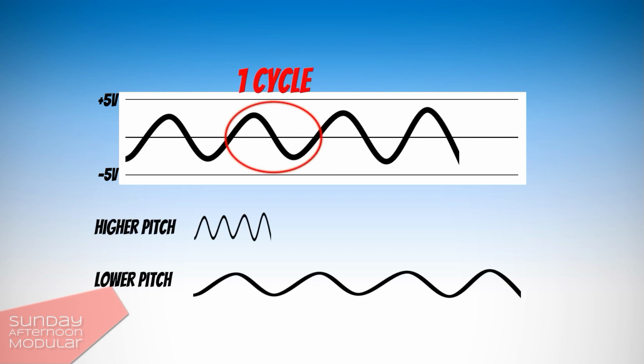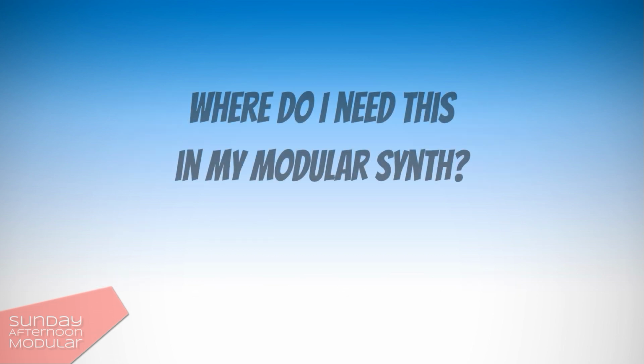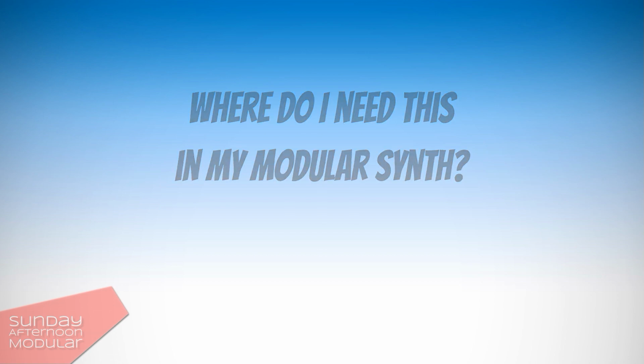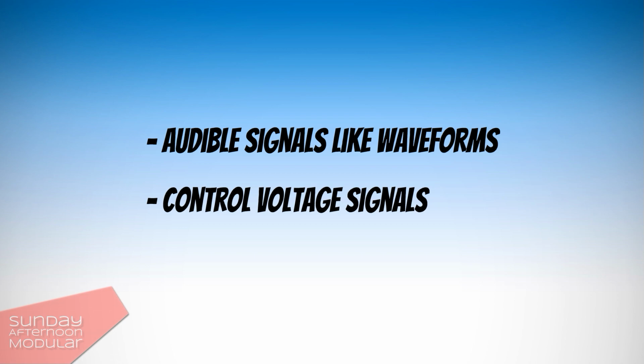The higher the pitch of the sound, the more cycles are needed. The lower, the less cycles. But where do I need this now in my modular system? Well, this can be used, for instance, to switch polarities of your waveforms, so you use it on an audible signal, but also, or what I use it mainly on a control voltage signal. So instead of turning a knob by hand, I automate it with a control voltage signal.